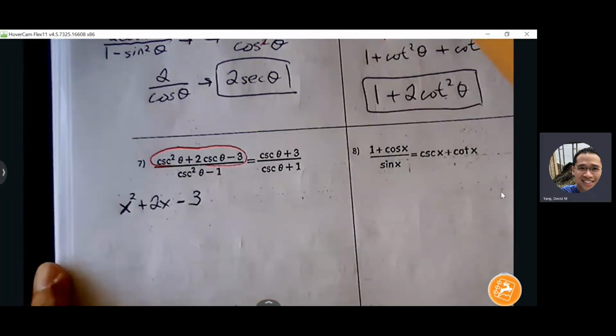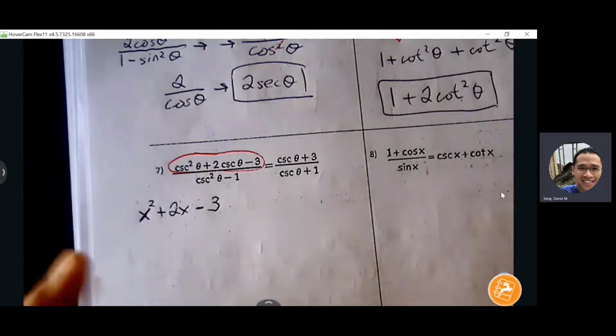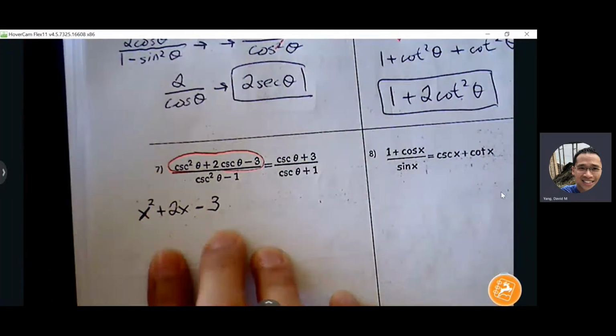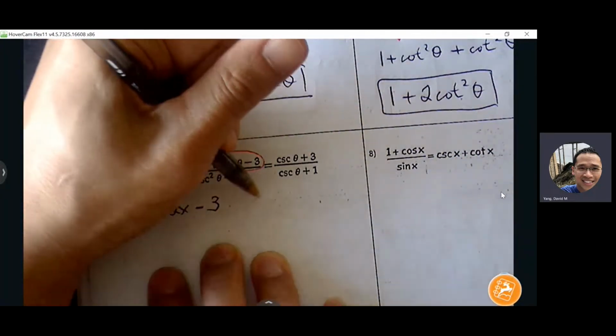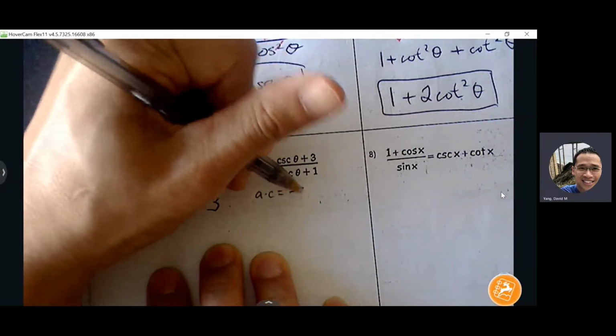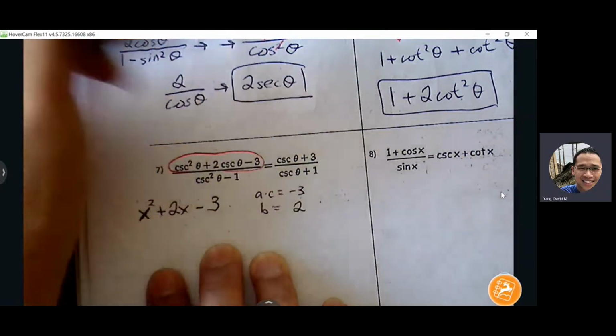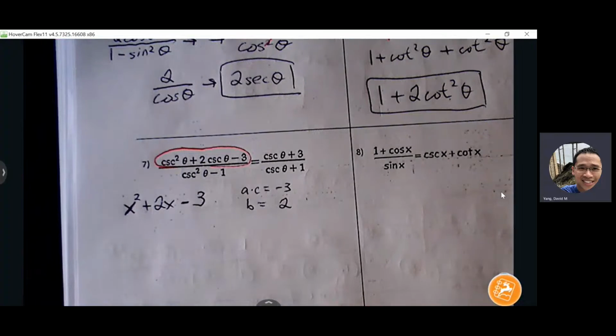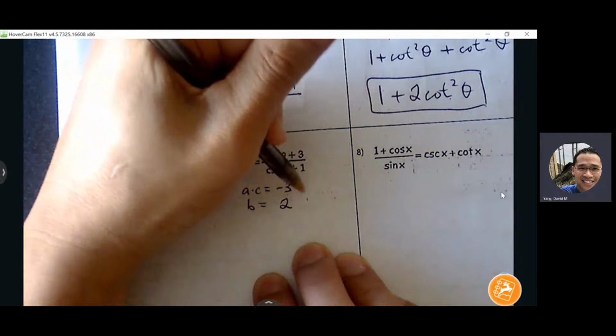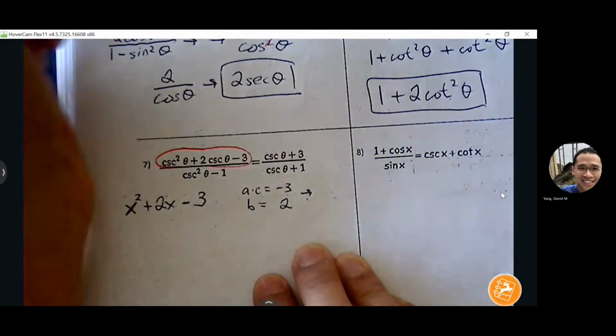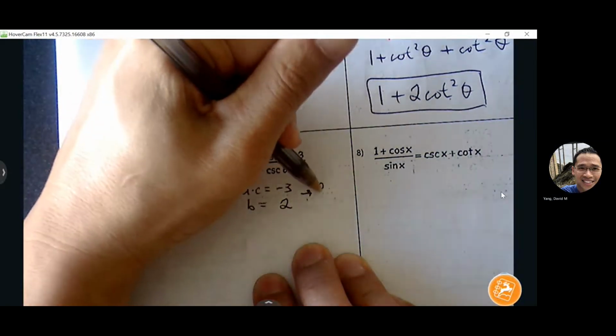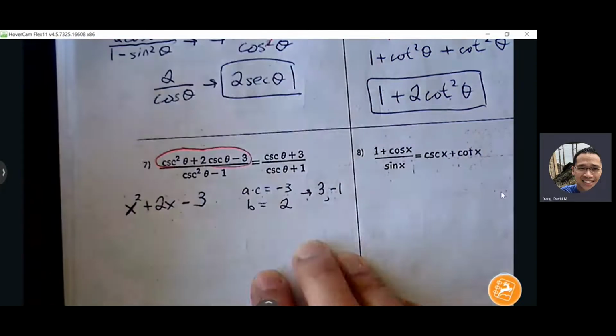I realize that many of you guys learned factoring using grouping method, so I'll show that step. If you want to do grouping method, a times c is -3. Your b value is 2, so you're asking yourself, what multiplies to be -3 and adds up to be 2? What are the two numbers there? 3 and -1, right? 3 and -1.